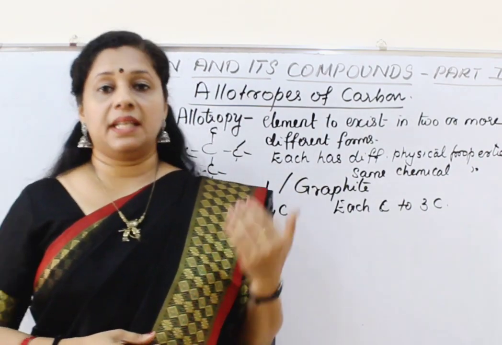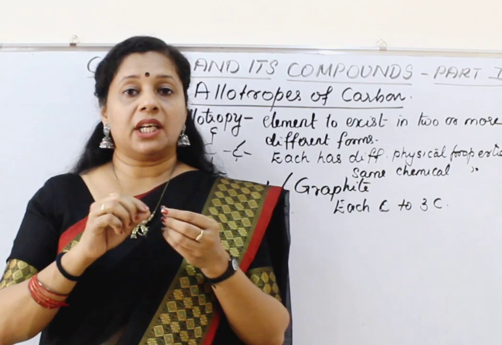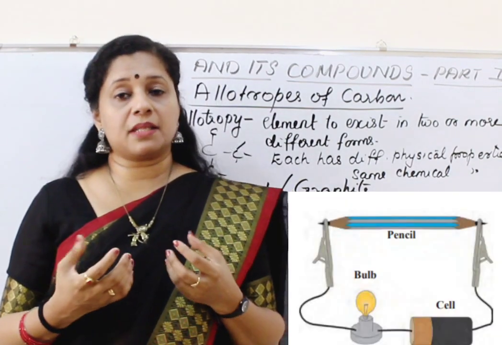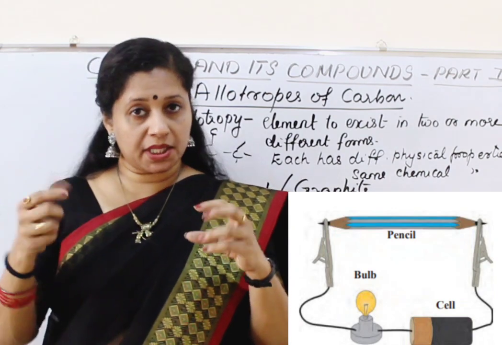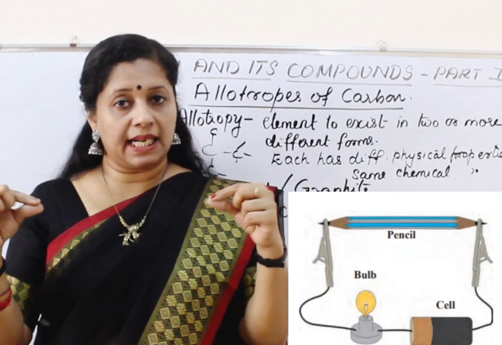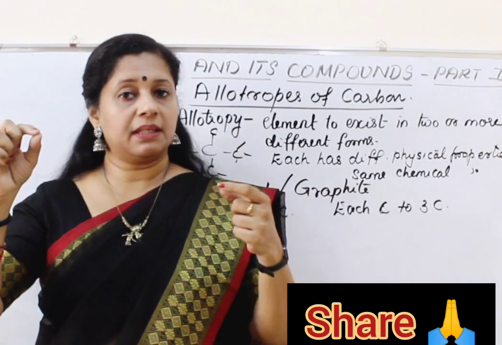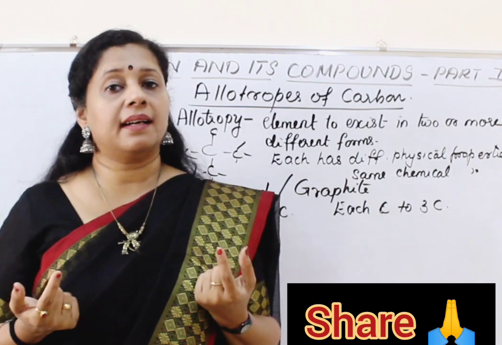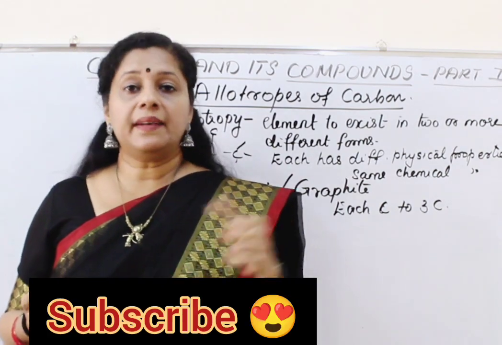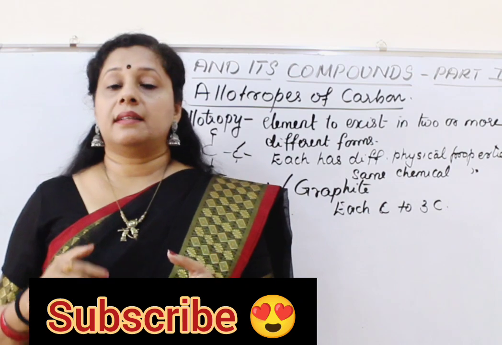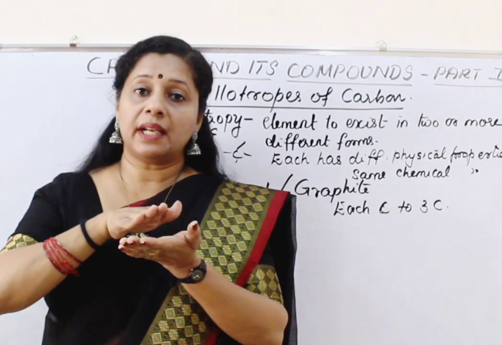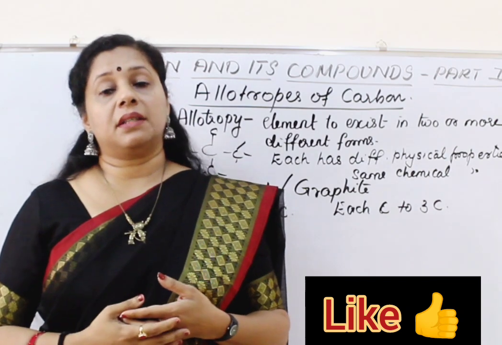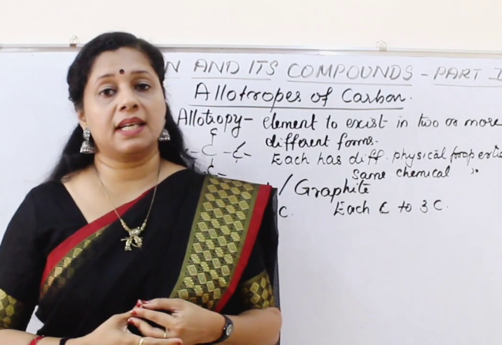Other uses are in pencil lead. When we are using a pencil, what we are writing with is nothing but graphite. You must have seen some experiments where we sharpen both sides of the pencil to expose the lead, and if you connect it with a circuit with a battery and a bulb, you can see the bulb is glowing because the lead can conduct electricity. The conductivity is due to that free electron, and the lubrication property is due to that weak force between the different layers. And another use, sometimes it is used for making electrodes.